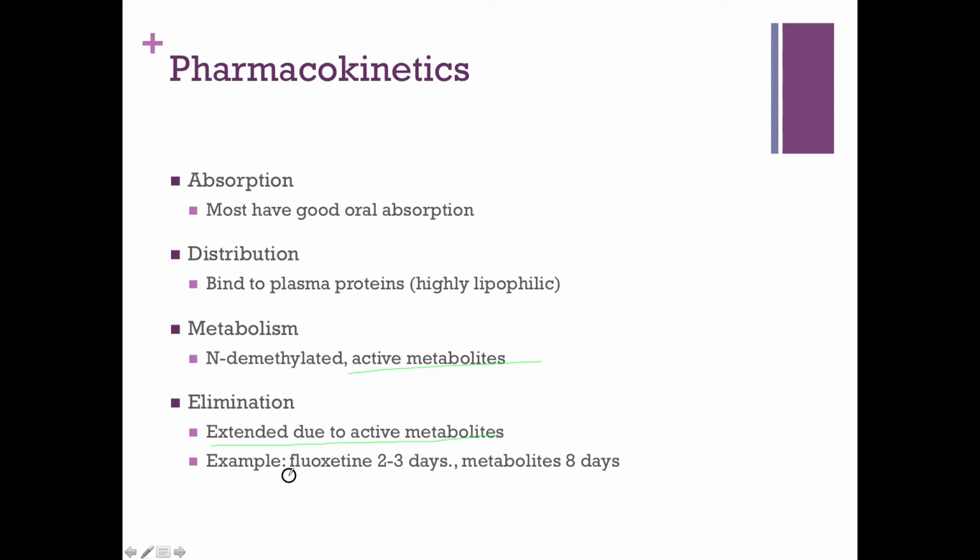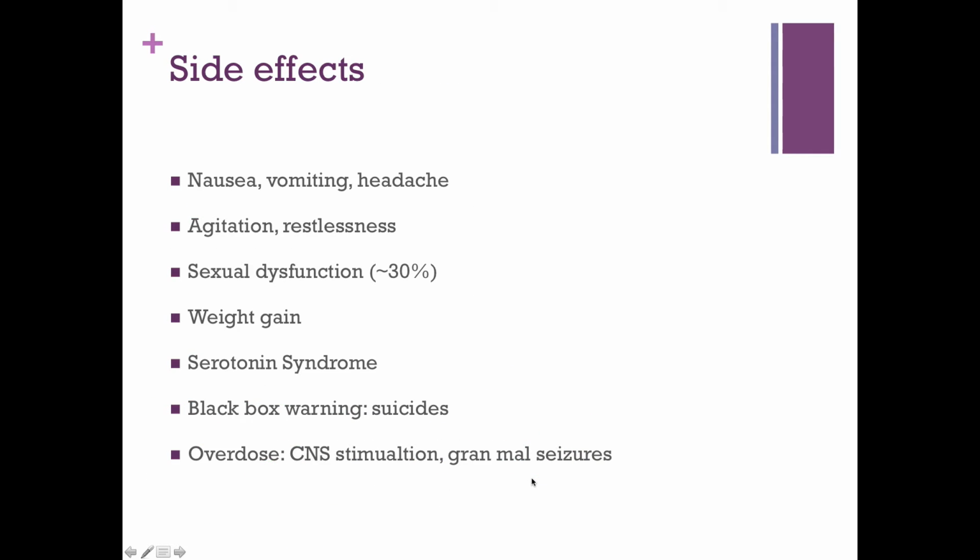So fluoxetine is eliminated in 2 to 3 days, but it takes 8 days for its metabolites to be fully eliminated. So anything with active metabolites, it lasts for a long time in the body. Don't forget that. Side effects, this is highly serotonergic.